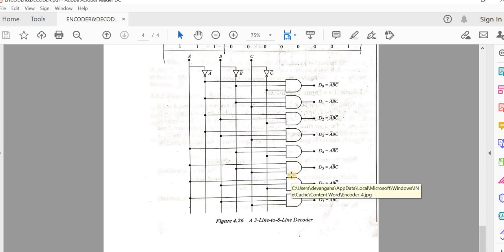This is the function table and this is the logic diagram of a decoder. In your exam the question may come like that: explain the function of a decoder, or what is a decoder, what are its applications. The question comes like that. So for today, thank you.